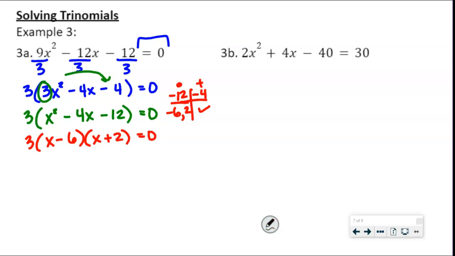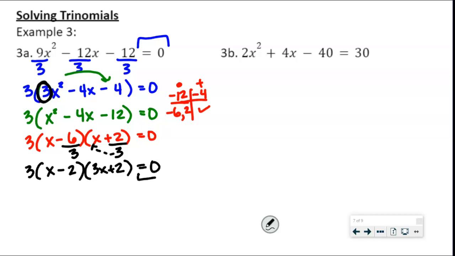But remember, because we multiplied by that 3, now we need to divide by 3. So 3 times, so now I've got x minus 2 from 6 divided by 3, bottoms up because you can't divide it, 3x plus 2. But now we can solve, right? Because this is equal to 0. So you've got technically 3 terms here. We have 3 is equal to 0, we have x minus 2 is equal to 0, and we have 3x plus 2 is equal to 0.